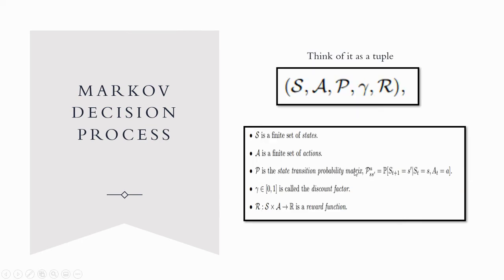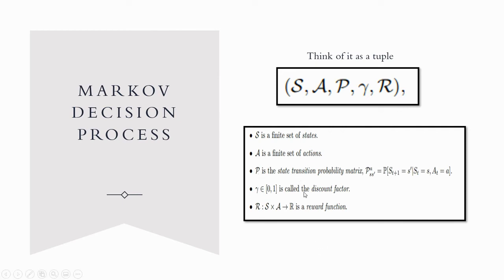And then again, think of it as a tuple. S is a finite set of states. A is a finite set of actions. We'll be in one state. We'll take one action, like we'll go left or go right. That's considered an action. P again is the state transition probability matrix.